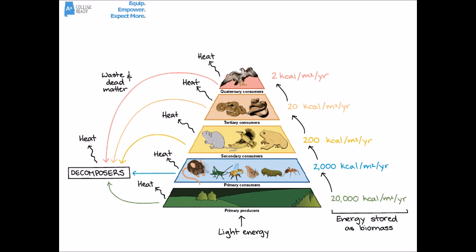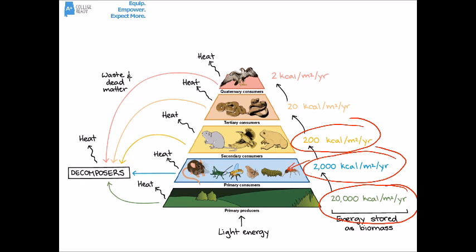So our producers, our plants, take in sunlight and store about 20,000 kilocalories per square meter per year of energy. Those are eaten by the primary consumers. Of that 20,000 kilocalories per square meter per year, only about 2,000 of that ends up being stored in the bodies of the primary consumers. Those primary consumers are eaten by the secondary consumers, like the frog, for example, or the toad. Only about 200 of the 2,000 kilocalories from the second trophic level is stored in the bodies of the secondary consumers.